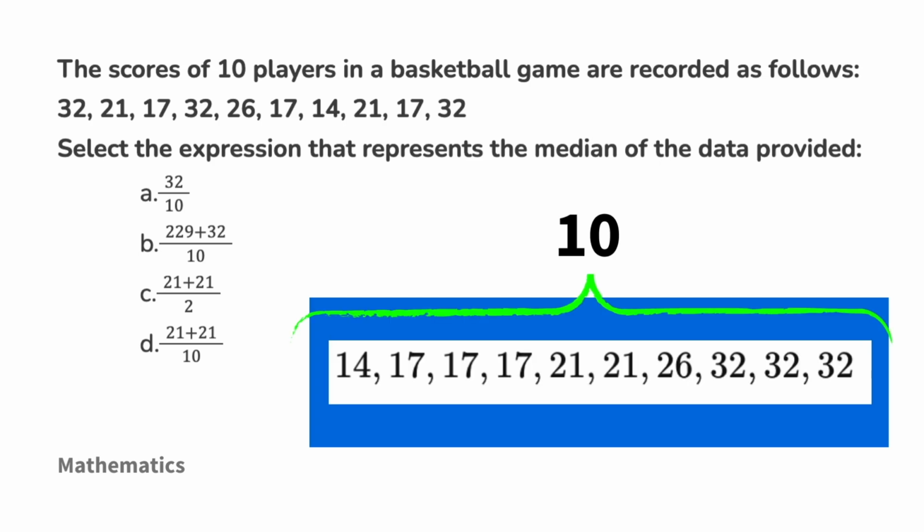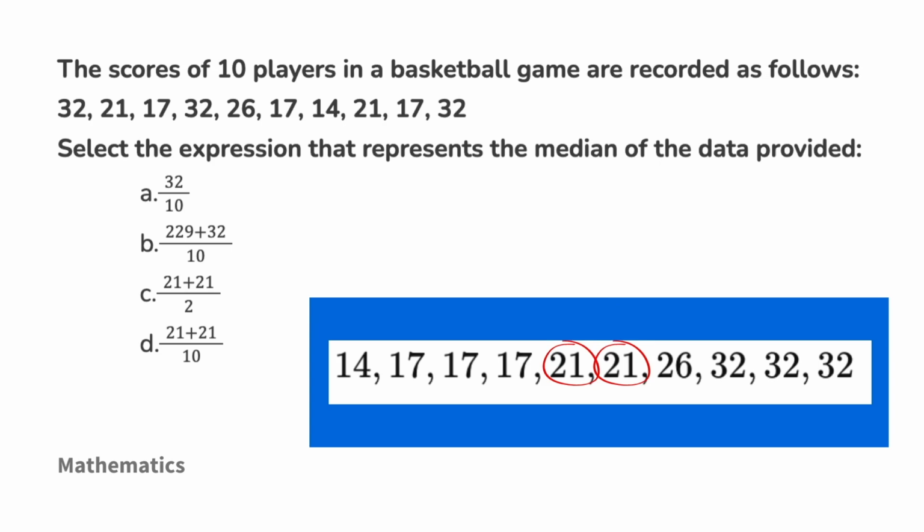Next, we need to determine the amount of data points that we have here. We have 10. And since there are 10 scores, which is an even number, we'll know that when we find the median, that will be the average of the 2 scores in the middle. So now it's time to identify those middle numbers.